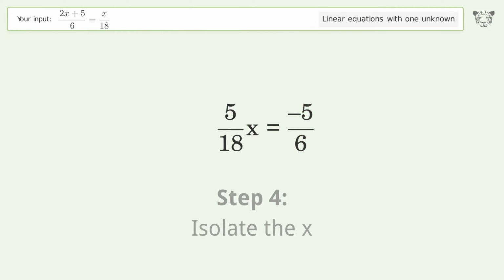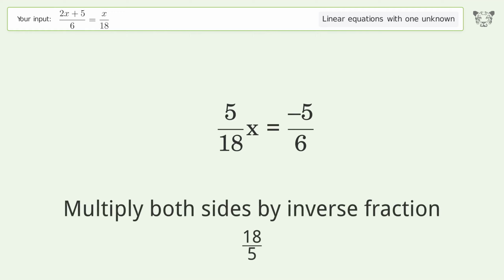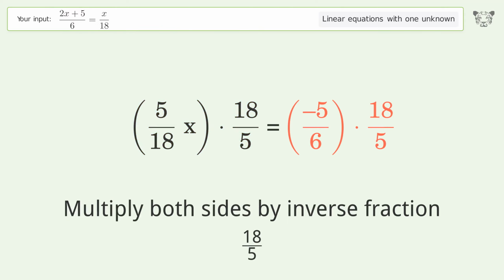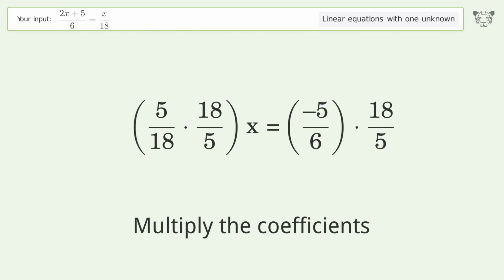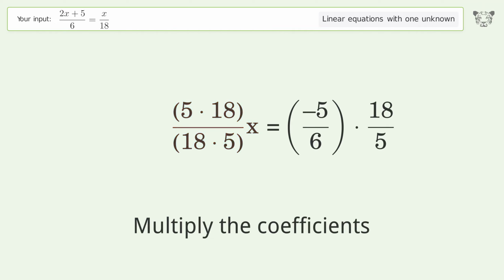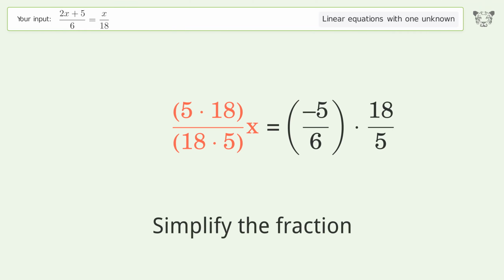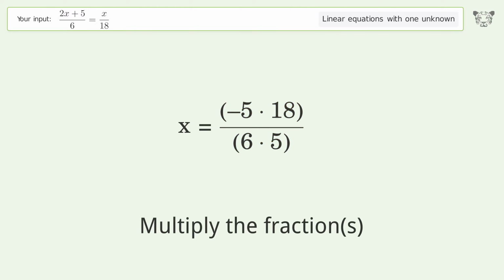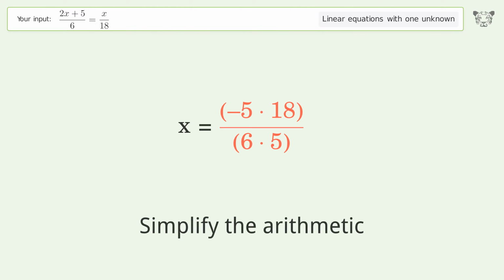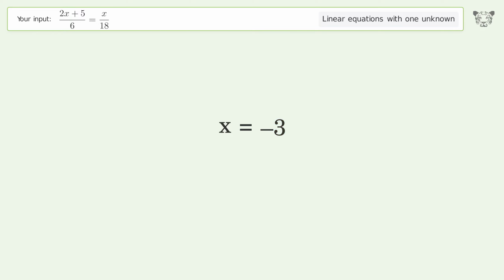Isolate the x. Multiply both sides by inverse fraction 18/5. Group like terms. Multiply the coefficients. Simplify the fraction. Multiply the fractions. Simplify the arithmetic. And so the final result is x equals -3.